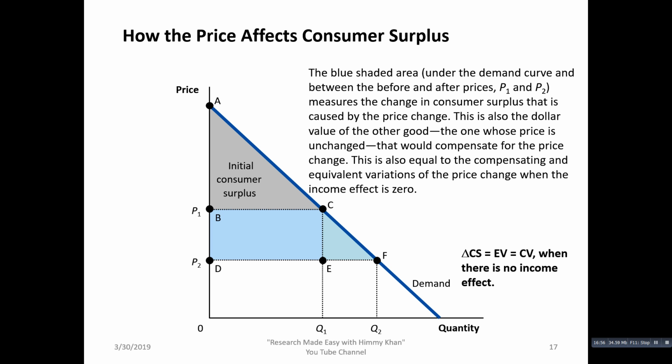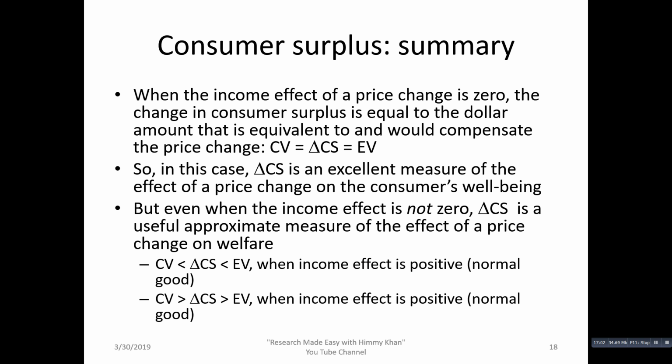In fact, change in consumer surplus will be equal to equivalent variation and compensating variation when there is no income effect. Now, summing up, when the income effect of a price change is zero, the change in the consumer surplus is equal to the dollar amount that is equivalent to and would compensate the price change. That is, compensating variation is equal to change in consumer surplus, and that in turn is equal to equivalent variation. So in this case, change in consumer surplus is an excellent measure of the effect of price change on the consumer's well-being. But even when the income effect is not equal to zero, change in consumer surplus is a useful approximate measure of the effect of a price change on welfare.